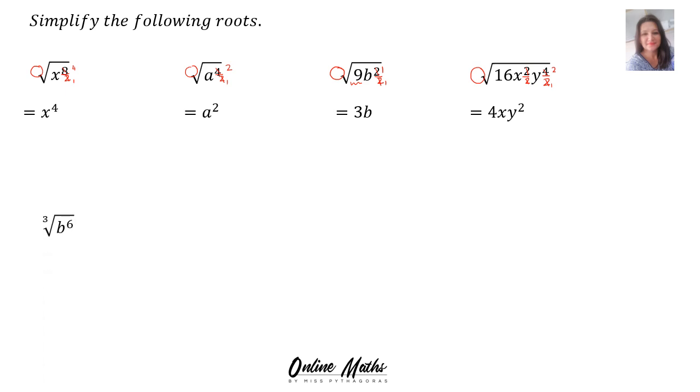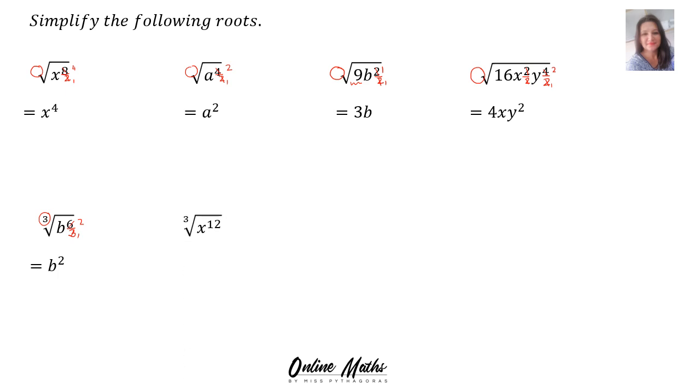Now when it's a cube root, remember, you take this little 3 on the cube root and you divide the exponent by 3 now. And then you will say 3 goes in itself once and 3 goes into 6 twice. Therefore the answer is b squared.